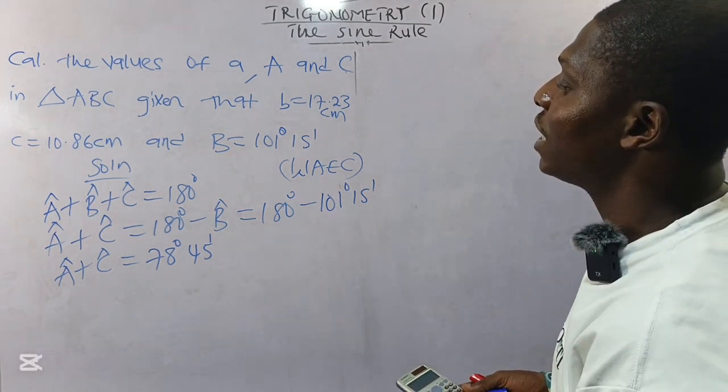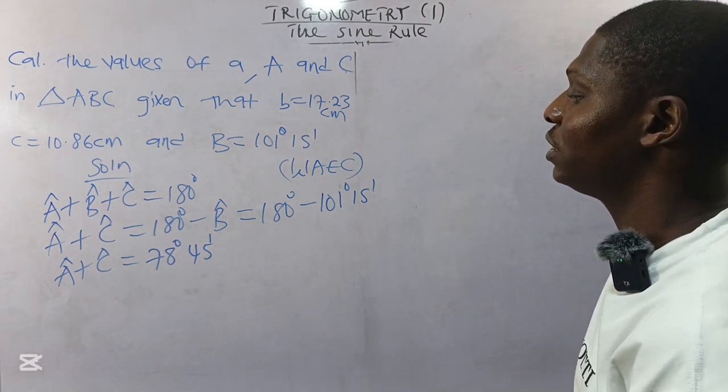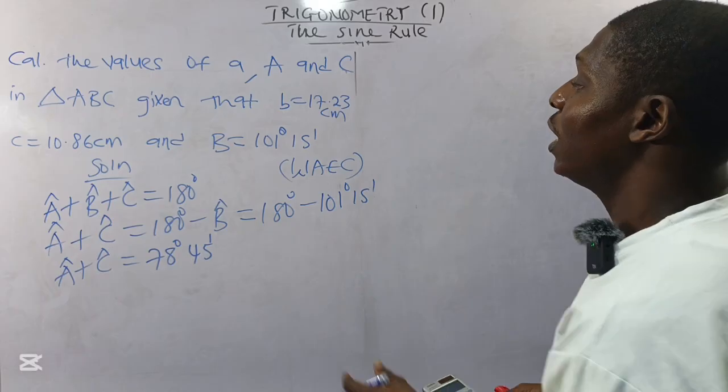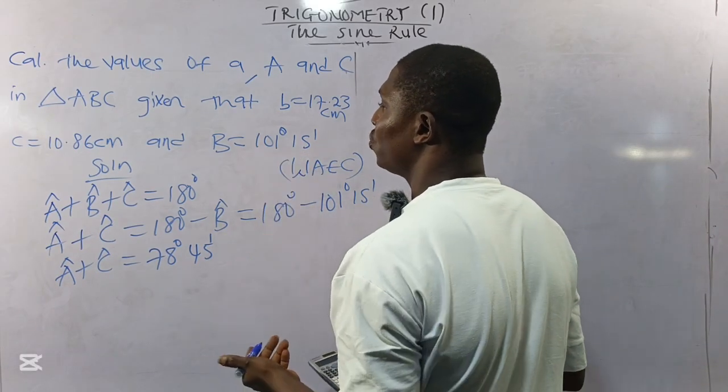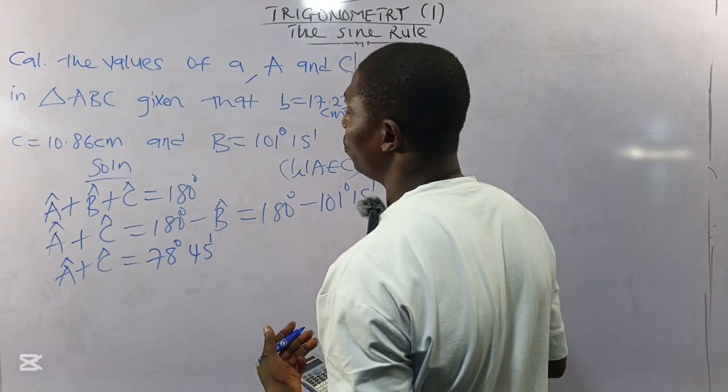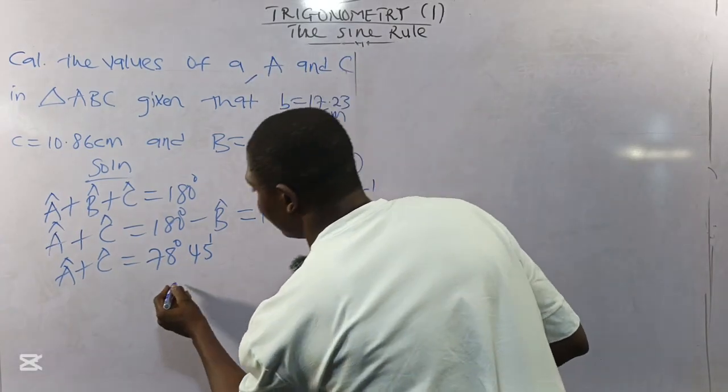Now, I know that A plus C must equal 78 degrees 45 minutes. So I can see that B is obtuse. So the triangle is an obtuse triangle. Now let me draw the diagram.